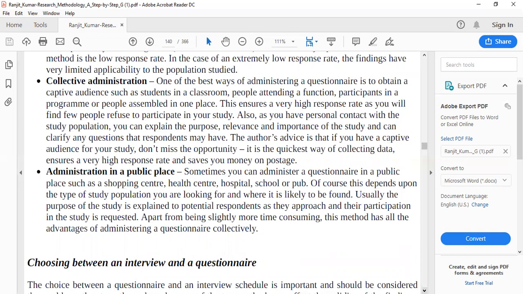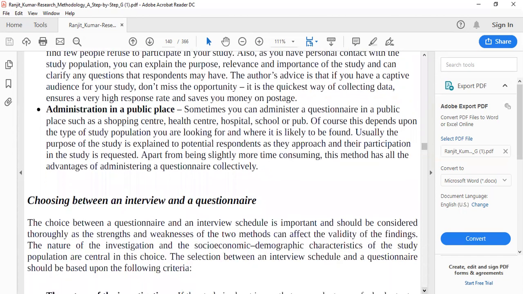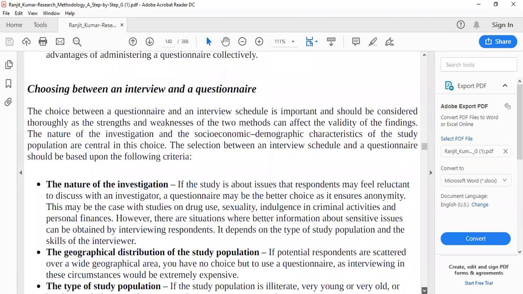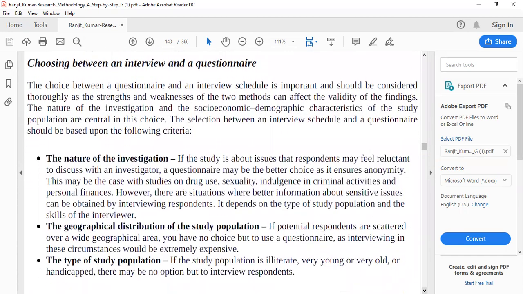There's one other way now, which is also very famous, and that is Google survey. So this is another method through which you can collect data, and you can add questions over there as well. Okay.